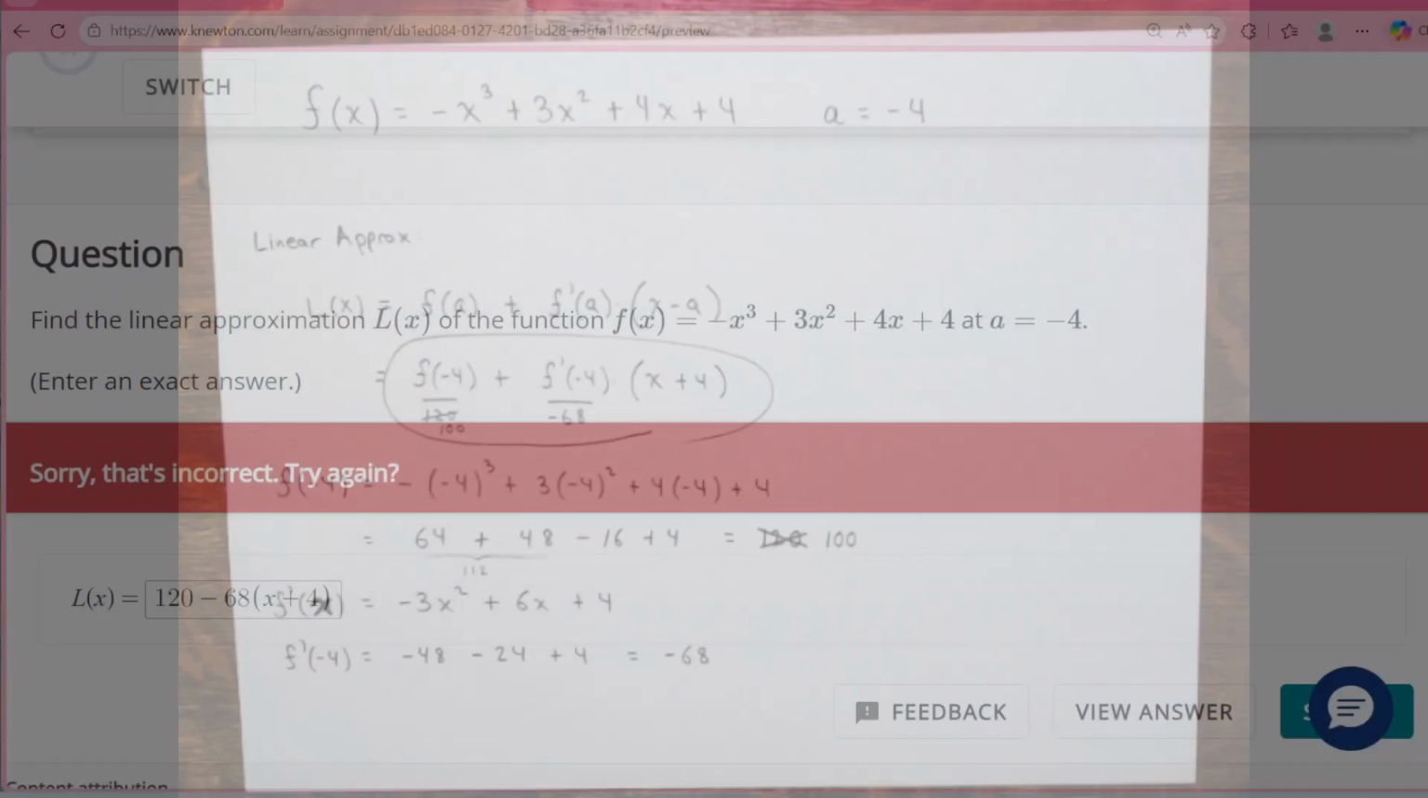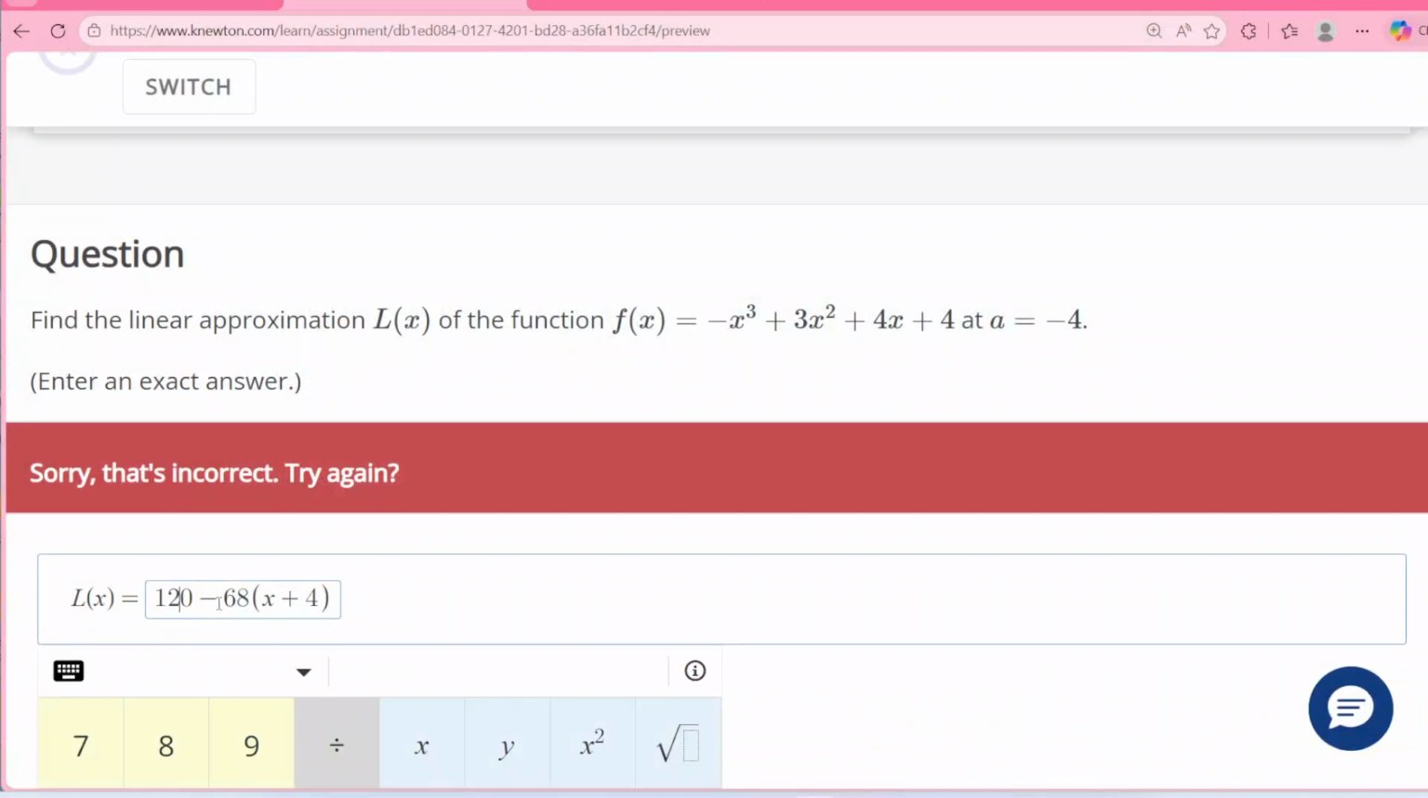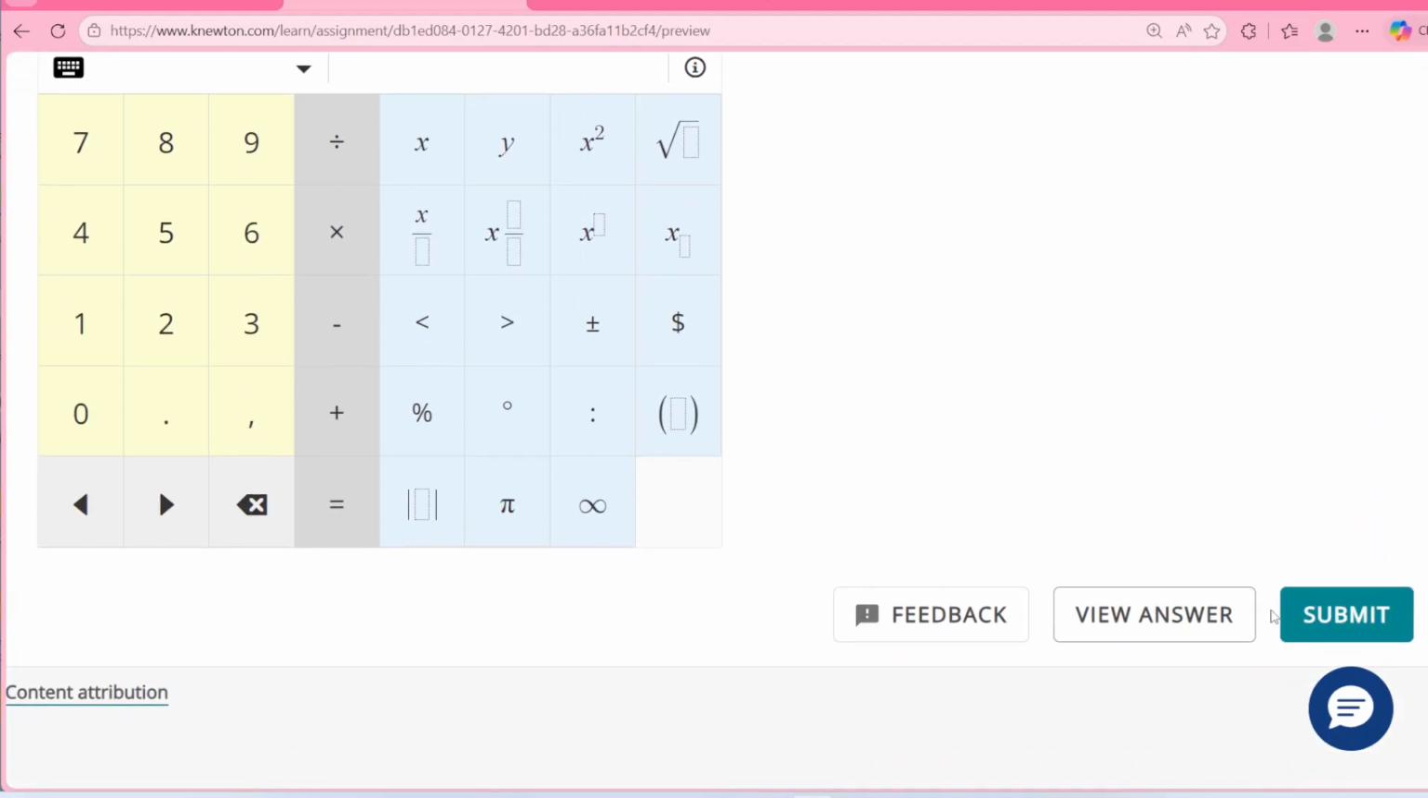All right, so let's go back and change that. Nice thing about the fill in the blanks is they often give you a second chance. So I put in 100 here, and I didn't make an error on the derivative, so it should still be minus 68 times x plus 4 there.